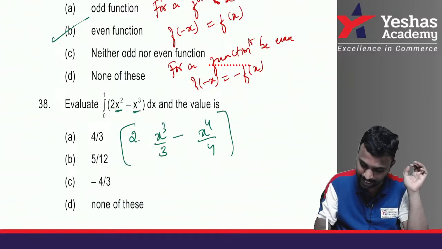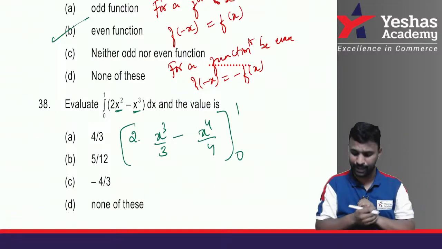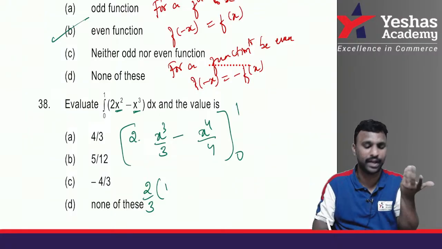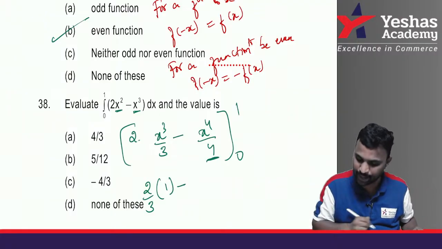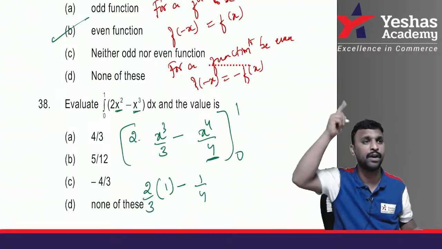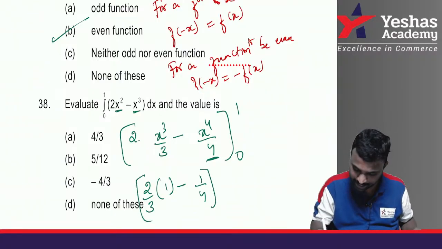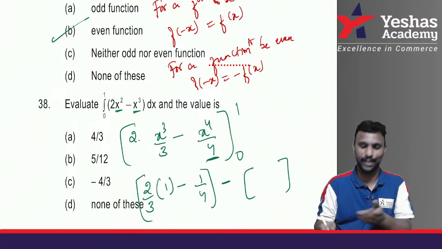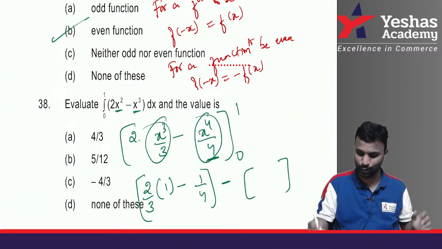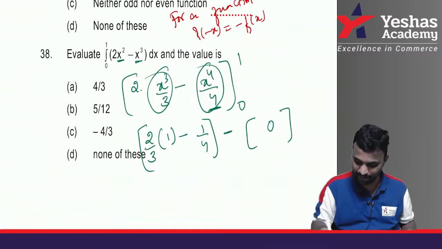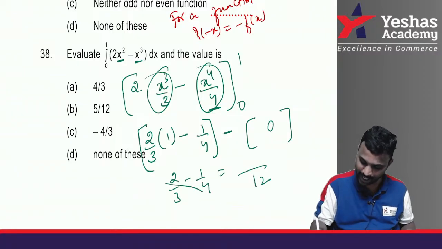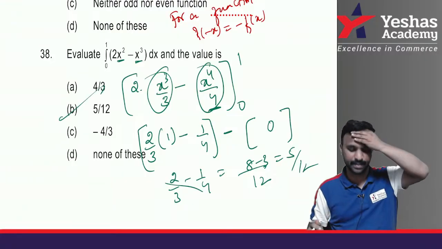Now let us apply the limits. First of all, let us apply the upper limit. When I apply the upper limit, 2 by 3, x cube becomes 1, because 1 cube is 1 only. And for this, if I apply the upper limit, 1 by 4, because 1 power 4 is 1 only. So upper limit is done. Now let me apply the lower limit. Guys, you need not do it. Why? Lower limit, x value is 0, x is present here, x is present here, 0 minus 0 is 0 only. Now guys, the simplification of this is 2 by 3 minus 1 by 4, which is LCM is 12, 4 2s are 8 minus 3, which is 5 by 12. Option B is the right answer. Is this clear, everybody?